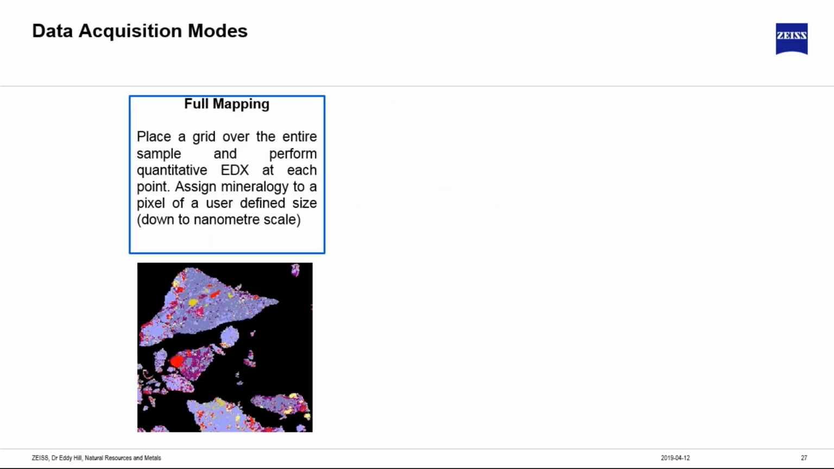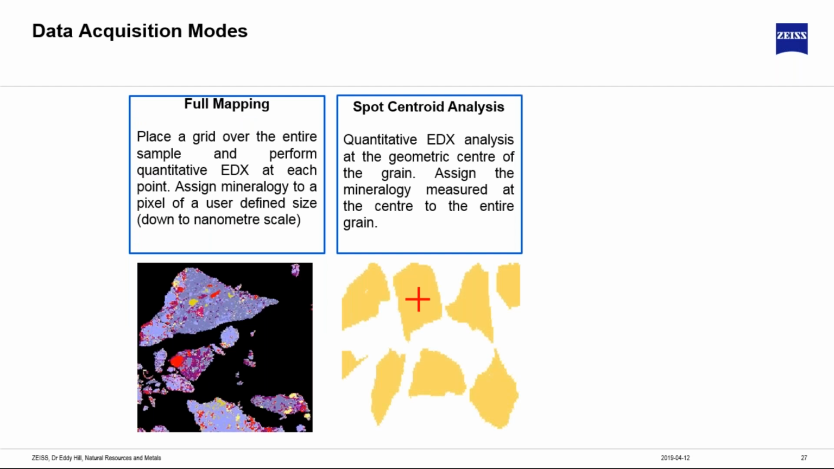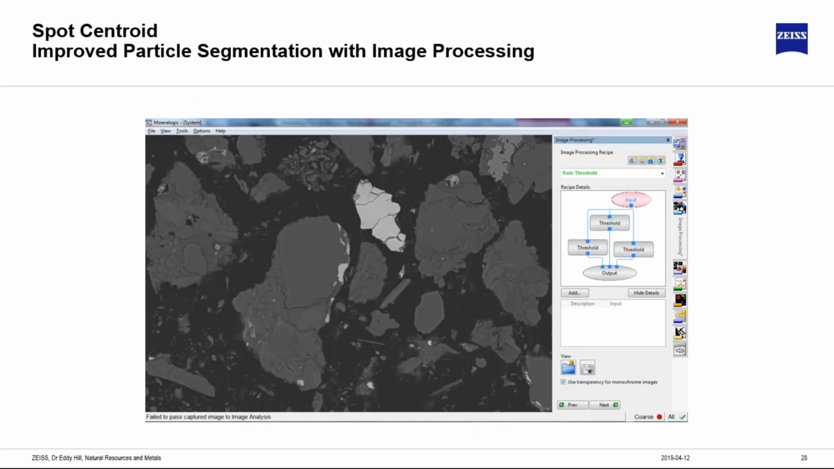It's not always necessary to obtain that level of resolution for the analysis. We may just be interested in modal mineralogy or the associations or general liberation of the sample. In that case, spot centroid analysis may be more suitable. In this case, a spot is analyzed in the center of each particle or grain that has been segregated through image processing. And that analysis, that classification, is then attributed to the entire particle.